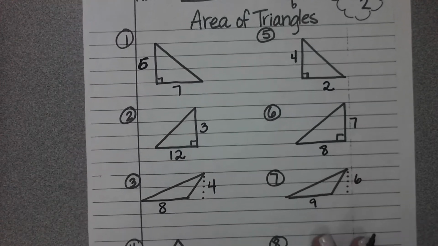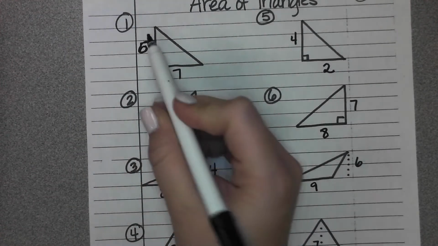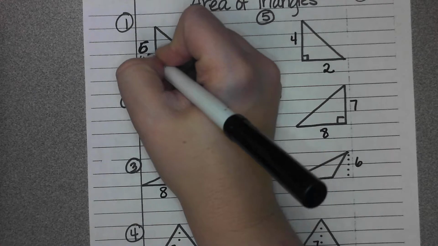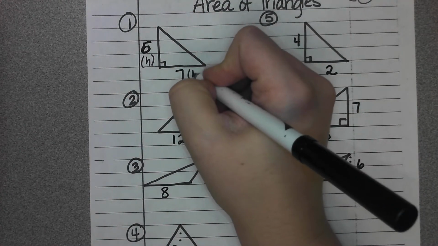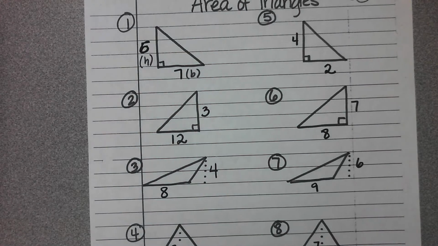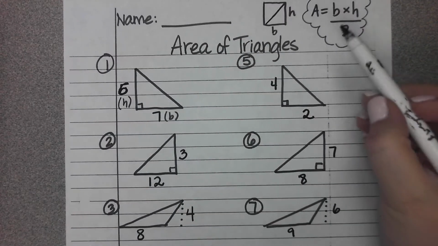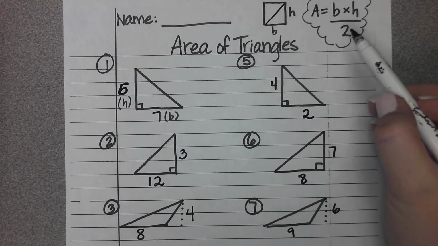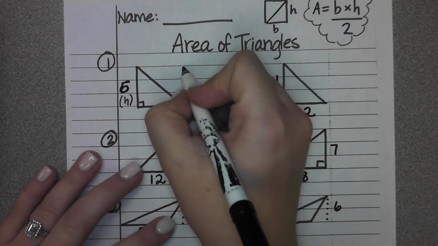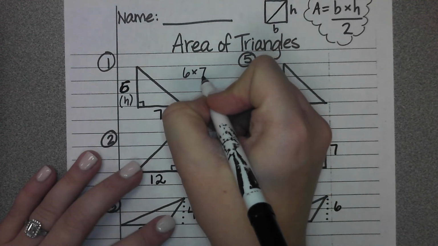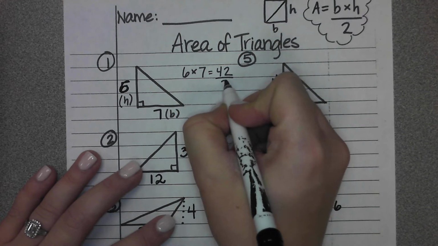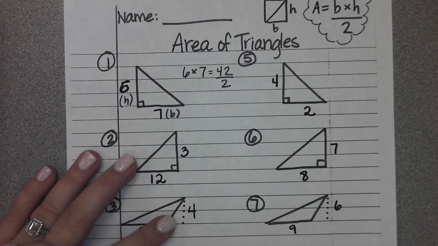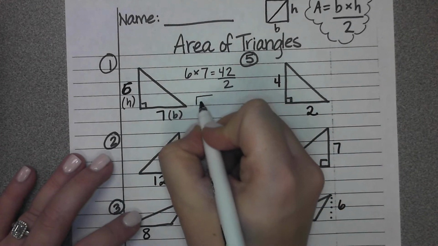So let's do number 1 together. Number 1 has a height of 6, so I want you to put h under 6, and a base of 7. So that's our base. So remember the formula is base times height divided by 2. So I want to do 6 times 7, which is 42. And divide that number by 2. And if we want to do that together, we can.